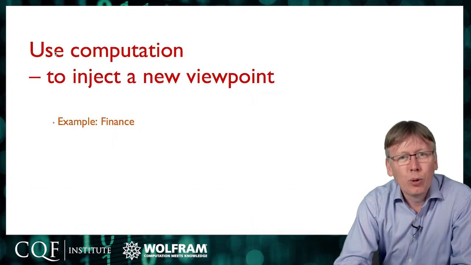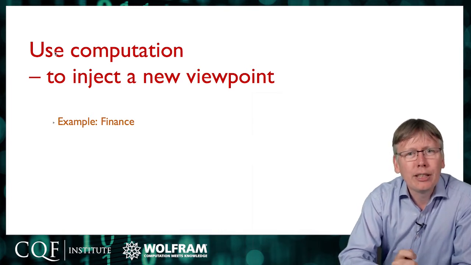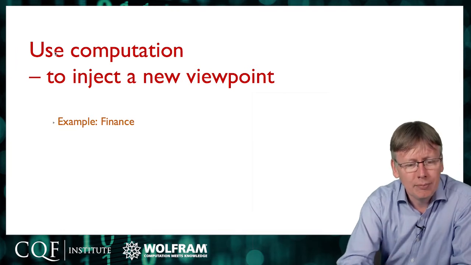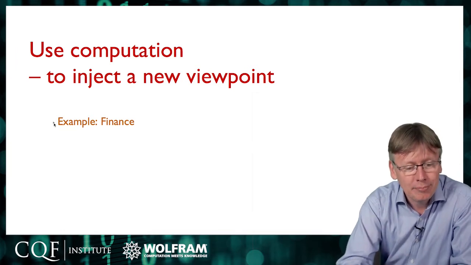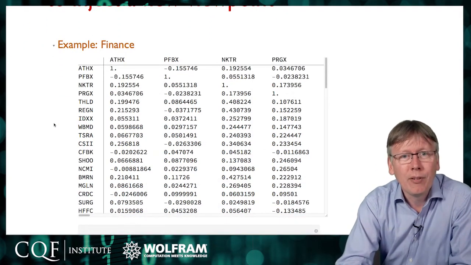As well as being able to transform the viewpoint and change the coordinate system that you're using and these kinds of transformations, sometimes you can actually inject completely new viewpoints. Here's a little example from a finance context. So one typical thing that you want to do with a portfolio is to have it diversified, and that means having assets that don't all move in the same direction at the same time.